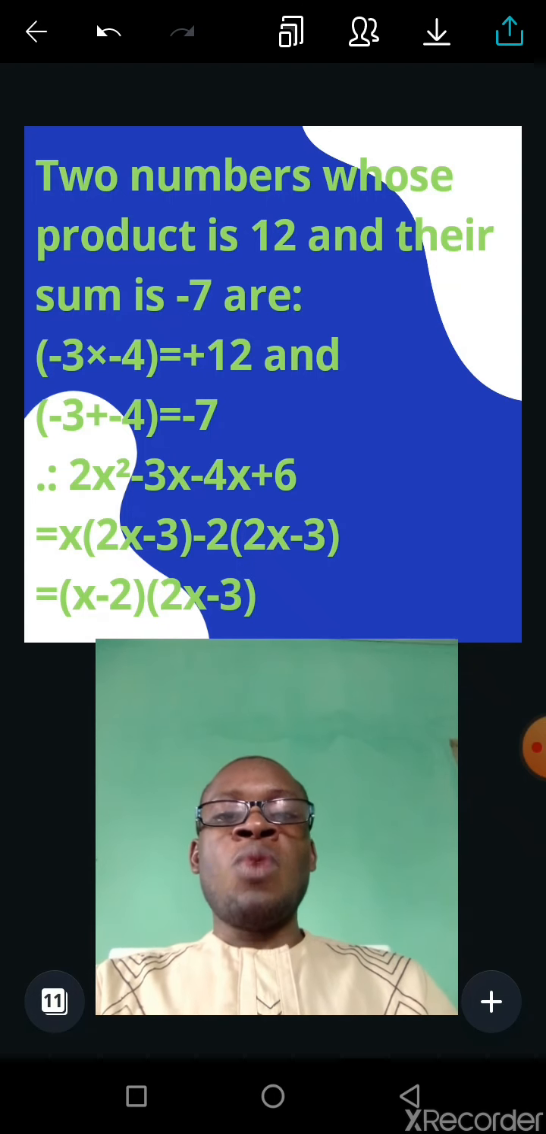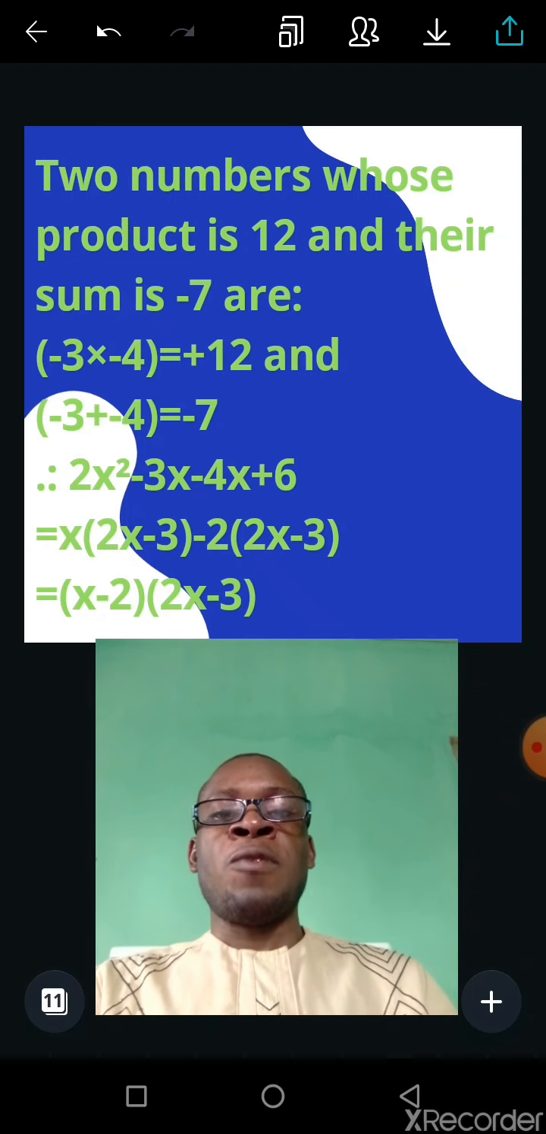Therefore, 2x² − 3x − 4x. Instead of writing −7x, you replace it with −3x − 4x, which is also giving you the same thing, because if you add the 2 of them, you get the same −7x + 6. So we now group them into 2.